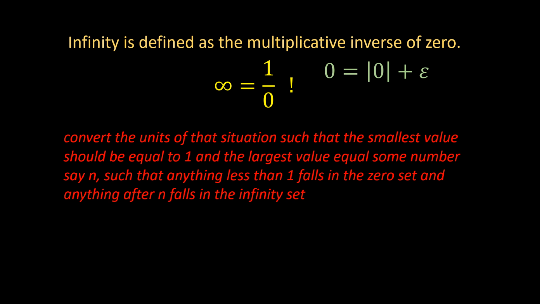So there will be a one-to-one correspondence between the 0 and infinity sets, such that for every value chosen from the infinity set, there exists a number in the 0 set which is the inverse of that number in the infinity set. That is, 0 times infinity is equal to 1. So you can solve your problems using these units and then convert your results back to SI units.